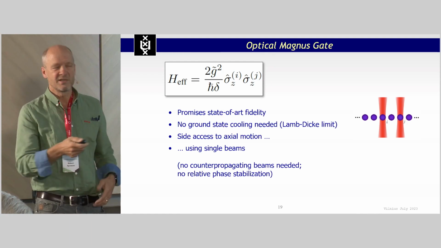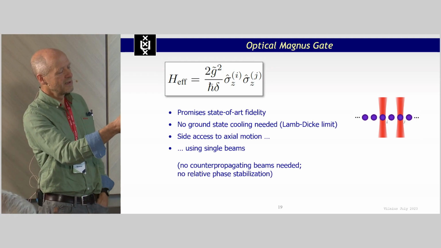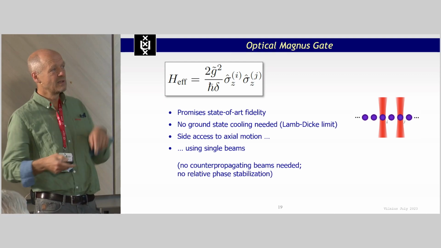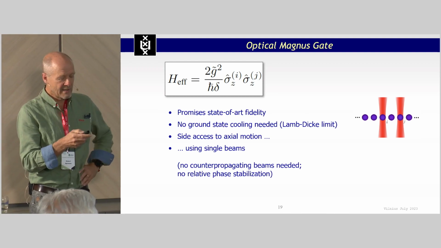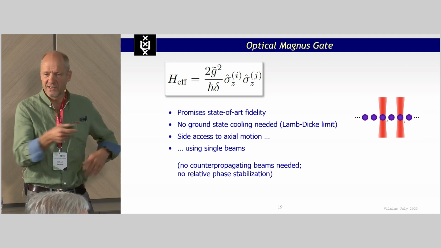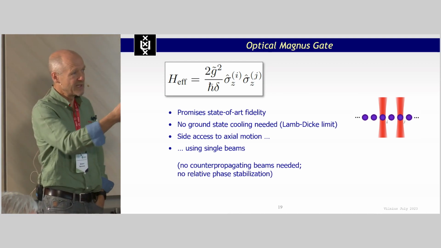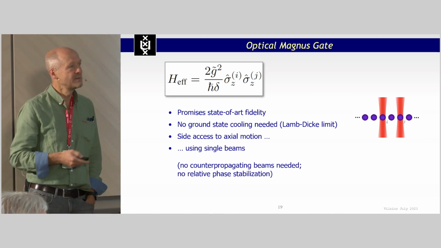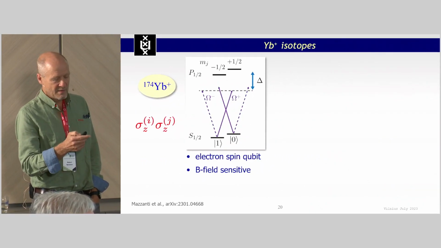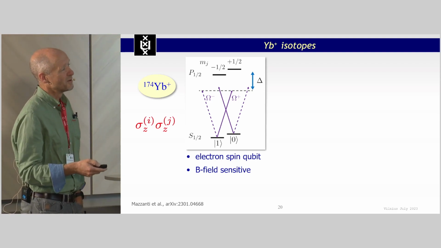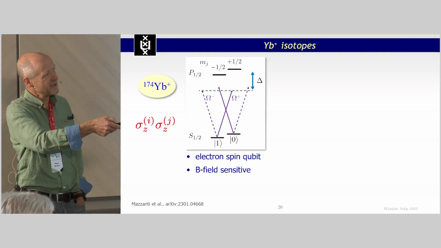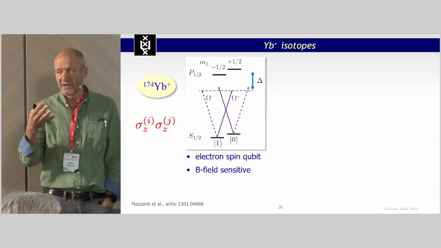You don't need that, because it's the optical Magnus effect that gives you the sideways axial forces. And that's important, because if you needed counter-propagating beams, you would also need to stabilize their relative phase. We don't need to do this, for obvious reasons. So that was 174 ytterbium, just for completeness. You can also do different isotopes. This one has perhaps one disadvantage, that this qubit is magnetic field sensitive.